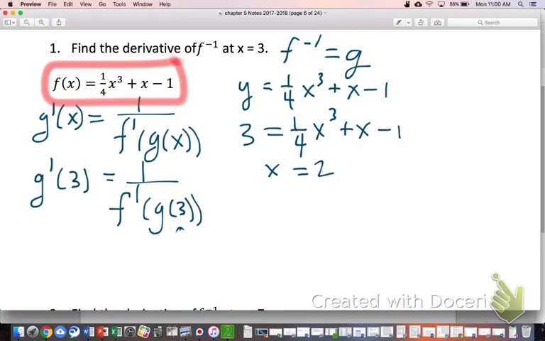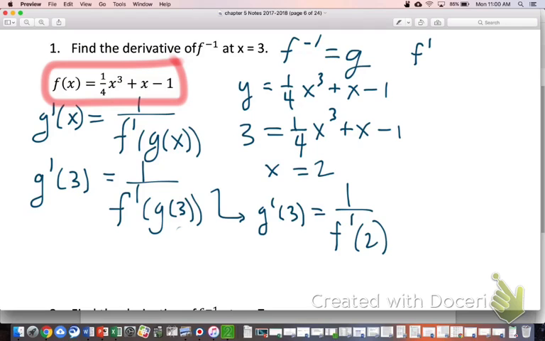So what we did down here is we said, if 3 is an input for g, then it's an output for f, and we found that g of 3 is 2. So I can continue on my merry way and say g prime of 3 is equal to 1 over f prime of 2. And now the good news is, of course, we do have an explicit function for f, so finding f prime will be pretty straightforward. So I'll come over here and do that.